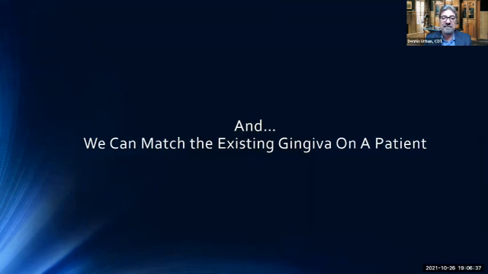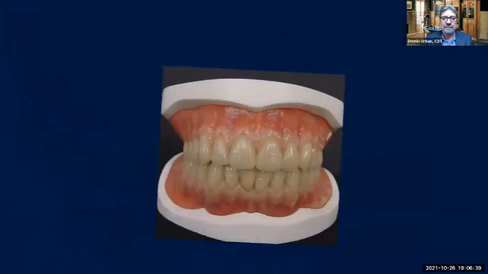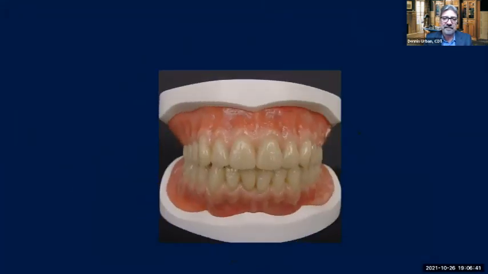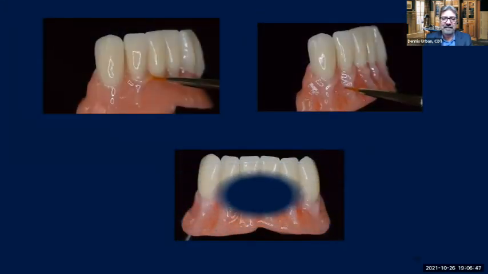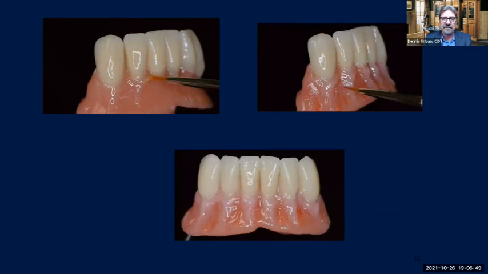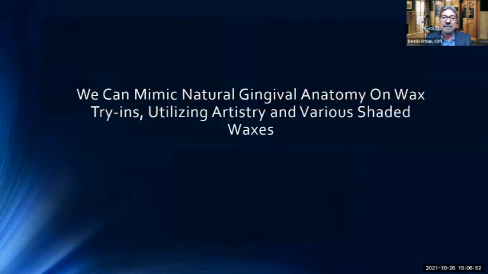And then we can match the existing gingiva on a patient. This is a denture where the existing gingiva was matched on the patient. Look at this beautiful denture, full upper and full lower. We can use denture-based stain and add these stains to mimic natural gingiva, which is great. And then we can mimic natural gingiva on the anatomy on the wax try-ins, utilizing artistry and various shaded waxes.